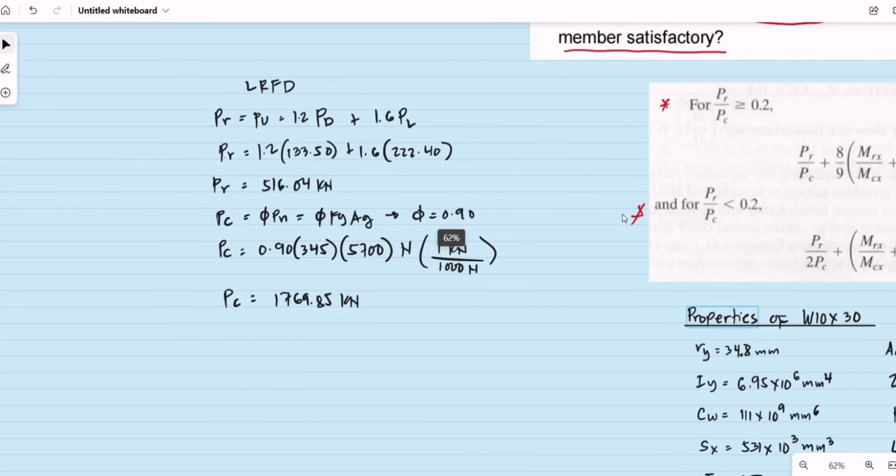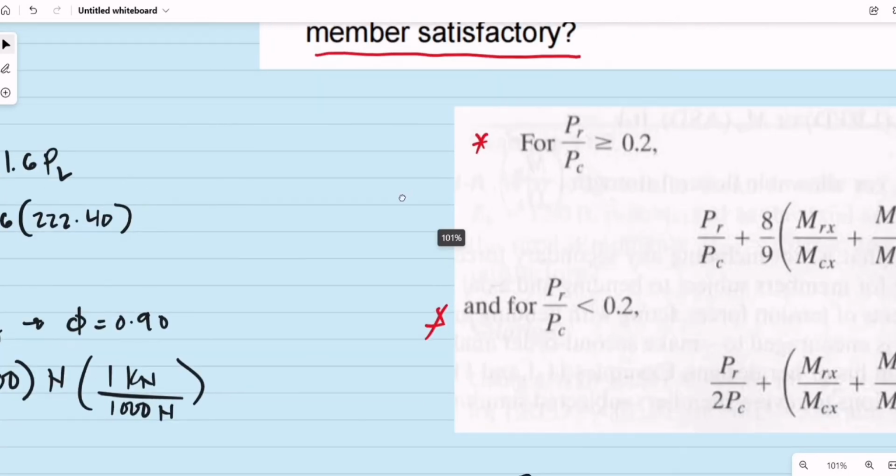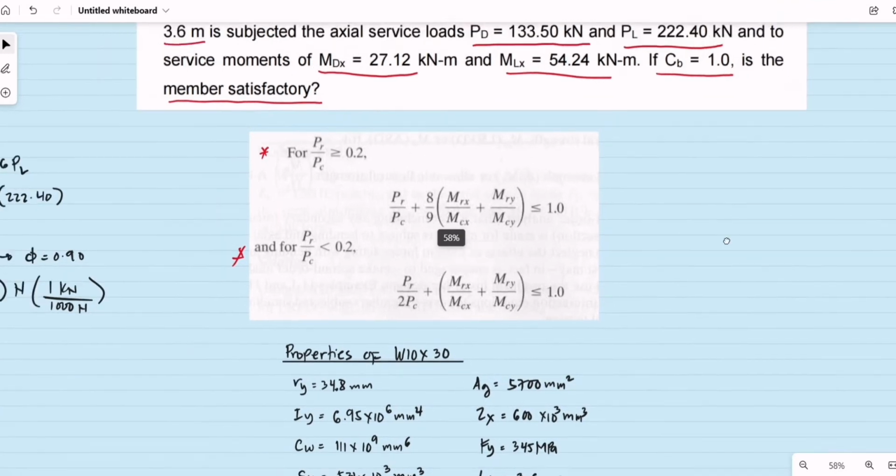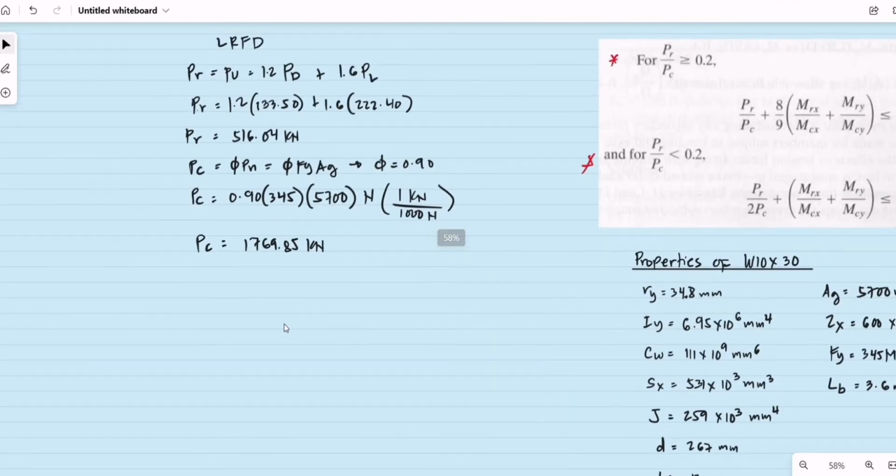Okay, so we need to compute the ratio of PR over PC so that we can choose the applicable interaction formula. For the ratio of PR divided by PC, our required force, the PU for LRFD, is 516.04 kilonewtons, divided by the computed PC, which is 1,769.85.